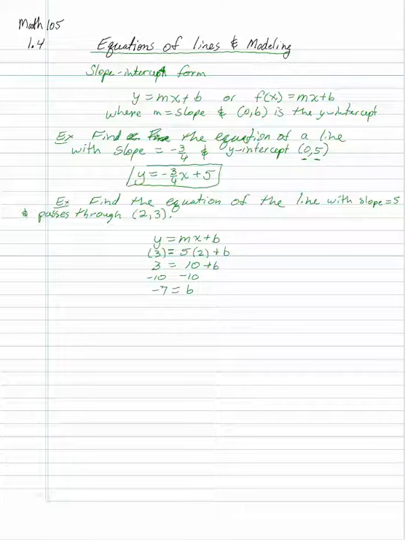So once you know what b is, now it's just like the first example. I have a slope, which is 5, and I know what my b is, which is negative 7. So my answer would be y equals 5x minus 7.